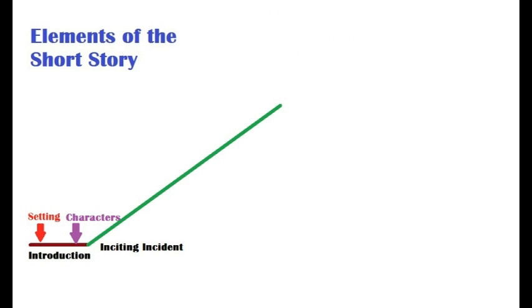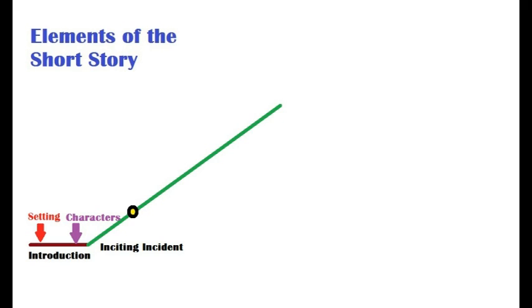From here, we have what is called the inciting incident. This is a specific event that sets off a chain of events, creating the general plot of the story. This incident varies depending on the genre of the story.